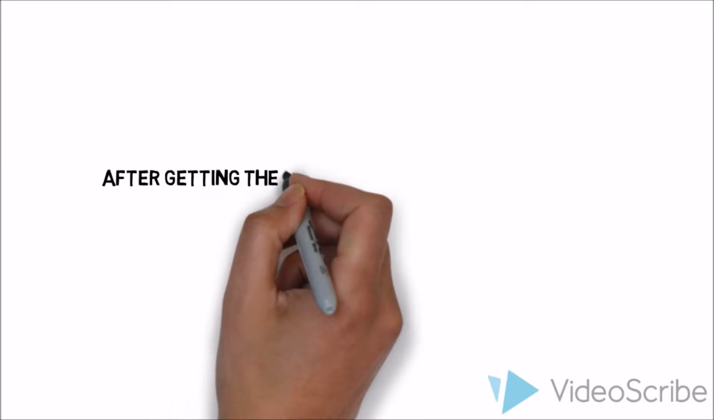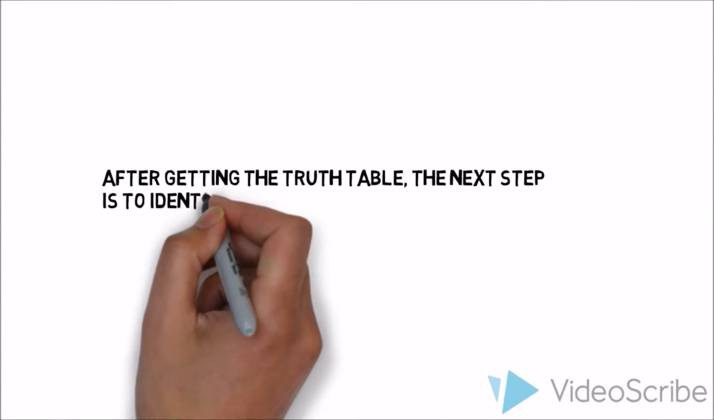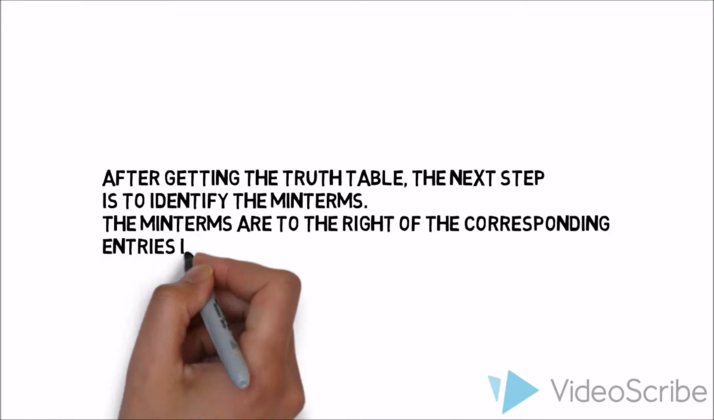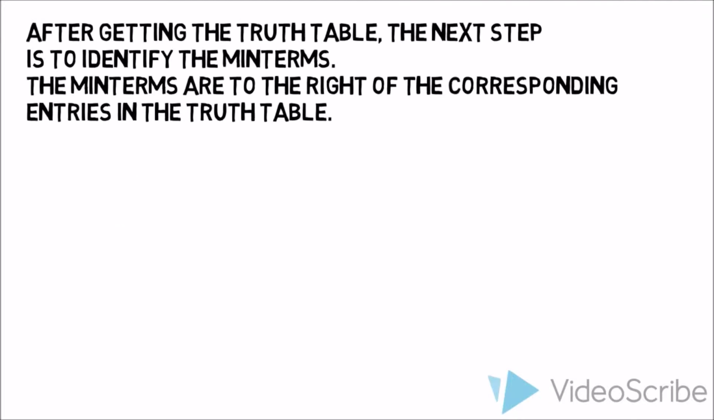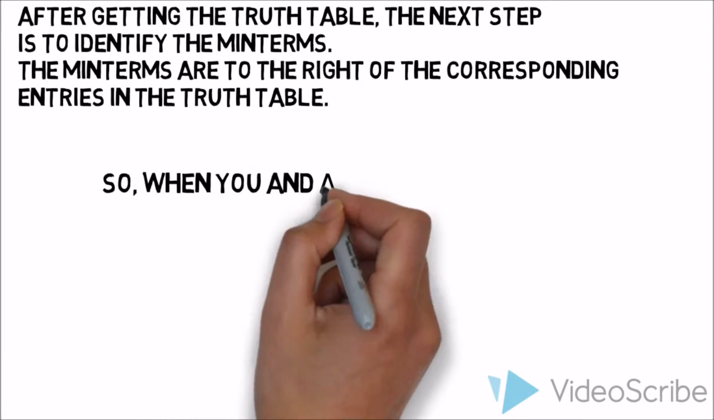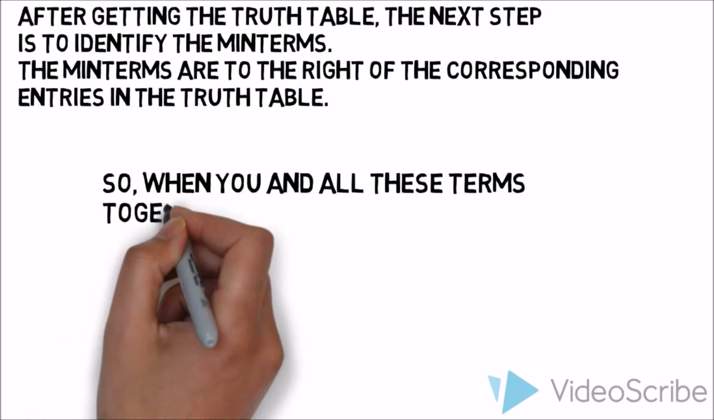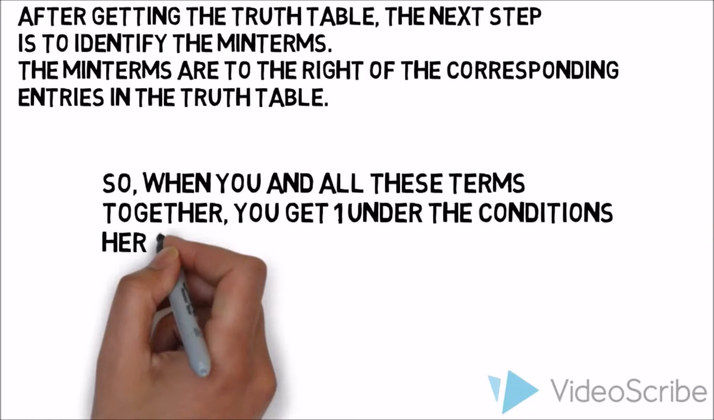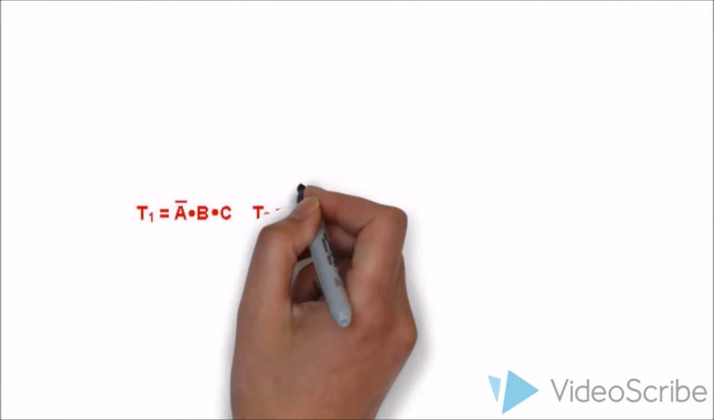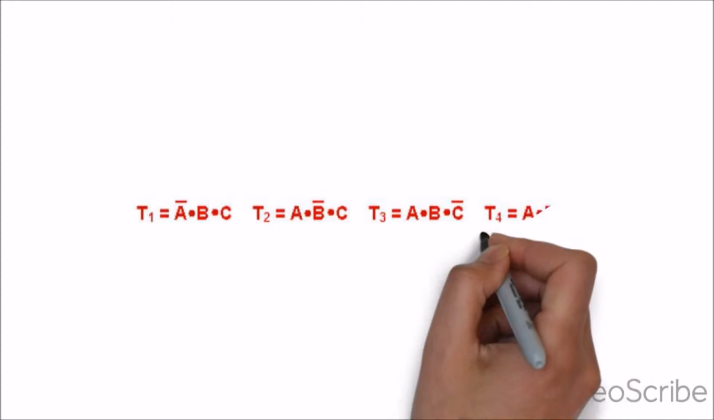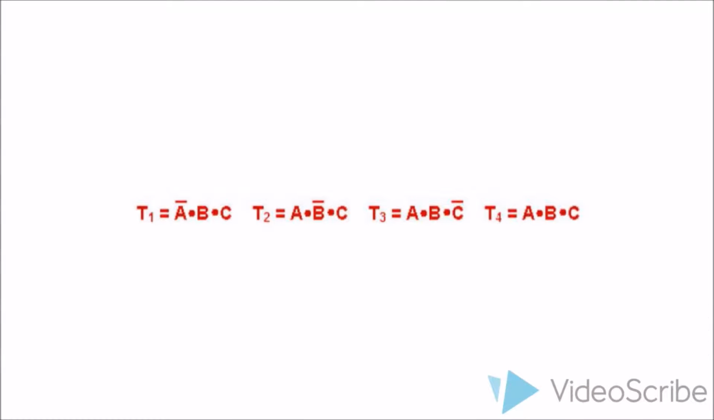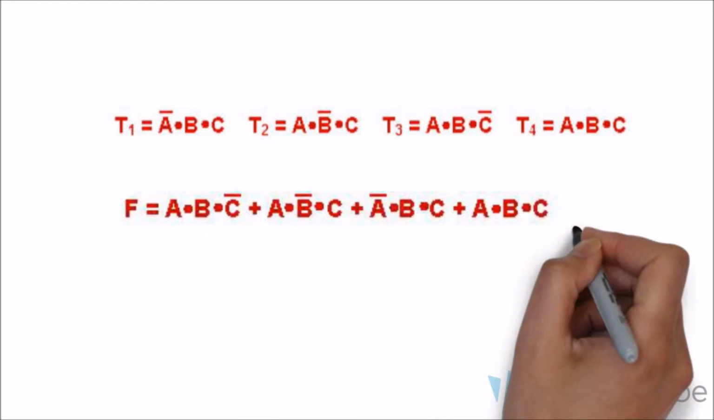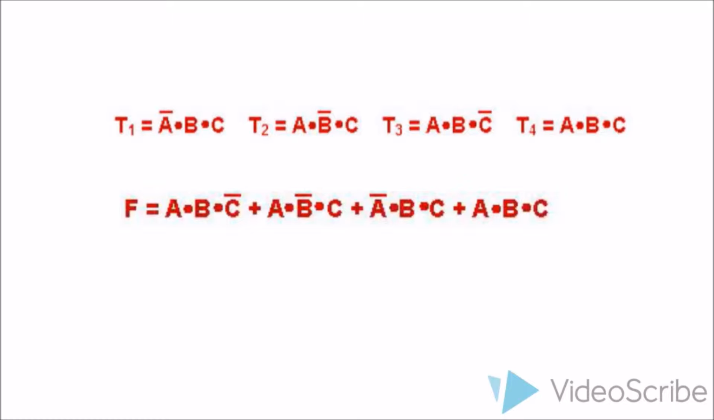After getting the truth table, the next step is to identify the minterms. The minterms are to the right of the corresponding entries in the truth table. There are 4 entries of 1 in the truth table and 4 corresponding minterm expressions. So when you OR all these terms together, you get 1 under the conditions here. These are the 4 conditions that get a 1 in the truth table. And this is the result, or the f, that will be the function that represents the truth table.